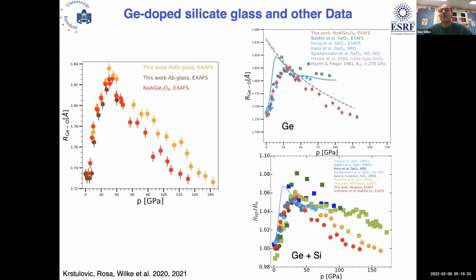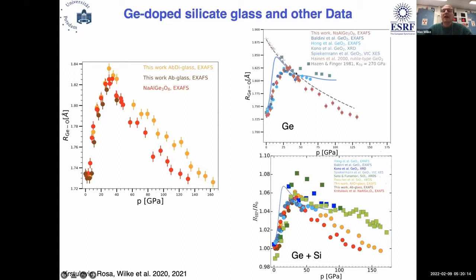There is quite some work done on germanium oxide, both with EXAFS and with X-ray diffraction, by the authors given here: Baldini, Hong, and X-ray diffraction by Kono et al. And we can see, if we plot all on top of each other up to about 50 GPa, they all converge to the same variation. Only at very high pressures do the EXAFS data level off to lower distances, whereas the diffraction data stay at relatively long distances. This is also shown by some of the EXAFS data already by Hong et al.